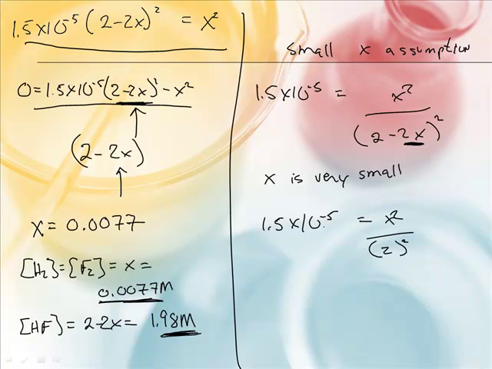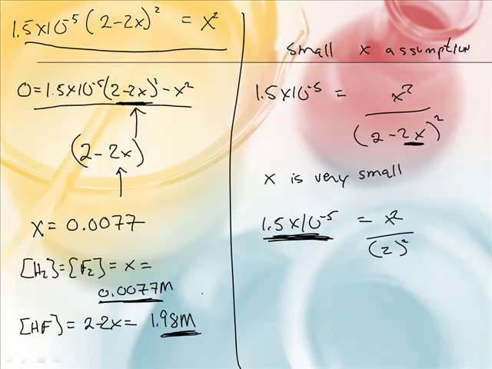Now, by the way, this only applies if the K value is a small number. If the K is a big number, it doesn't work. Small meaning less than 1, significantly, 10 to the minus whatever. So now we just solve for x. Now it's pretty simple, and you can do that. You'll get within 5% of what the answer should be.